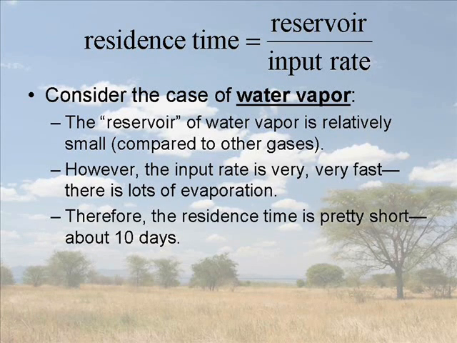On the other hand, the input is very, very fast. There's lots of evaporation going on off the oceans of the earth and evapotranspiration happening off of plants. So there is a fairly fast input rate. So you have a small reservoir divided by a large input rate, you're going to get a very small number for the residence time. And in practice, the residence time of water vapor is pretty short, about 10 days on average. That means that a typical water vapor molecule that evaporates off the ocean someplace on the earth will spend on average about 10 days in the atmosphere before it condenses out into liquid water and falls to the surface as rain. That's relatively short as residence times of a gas go.